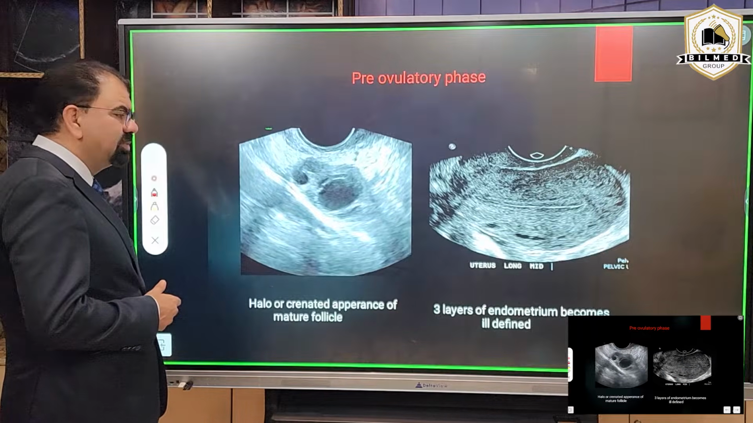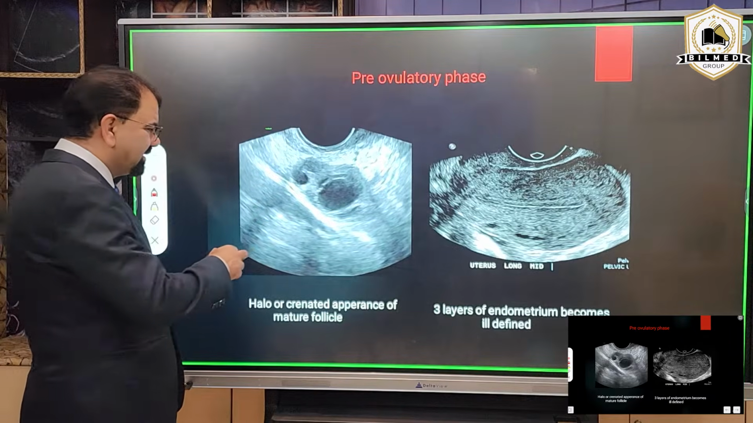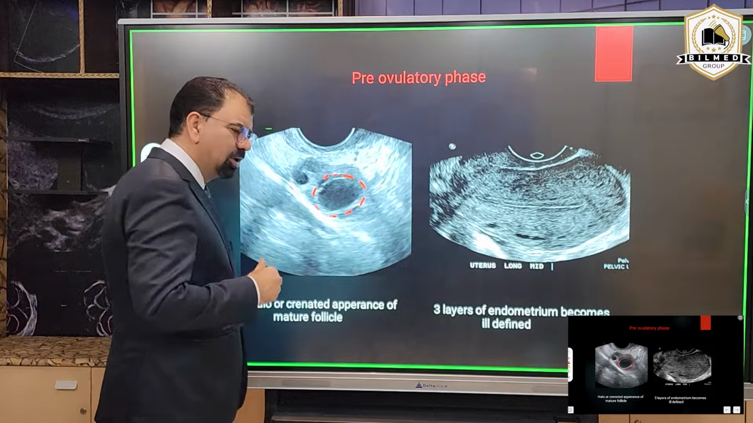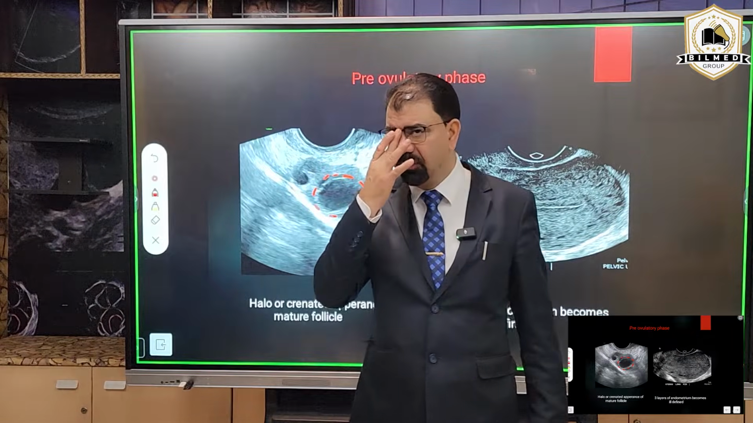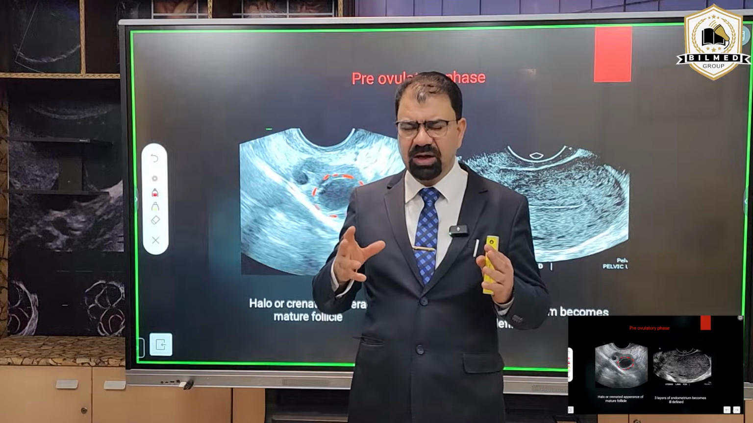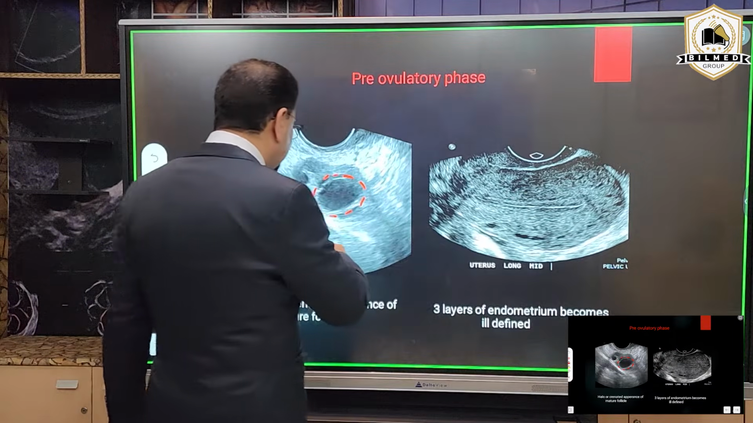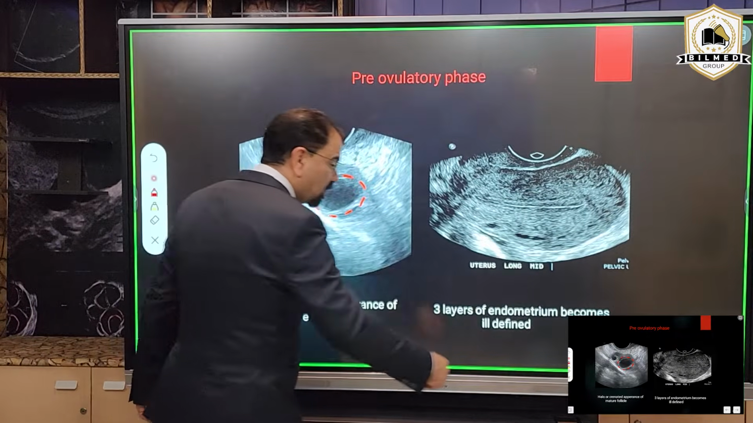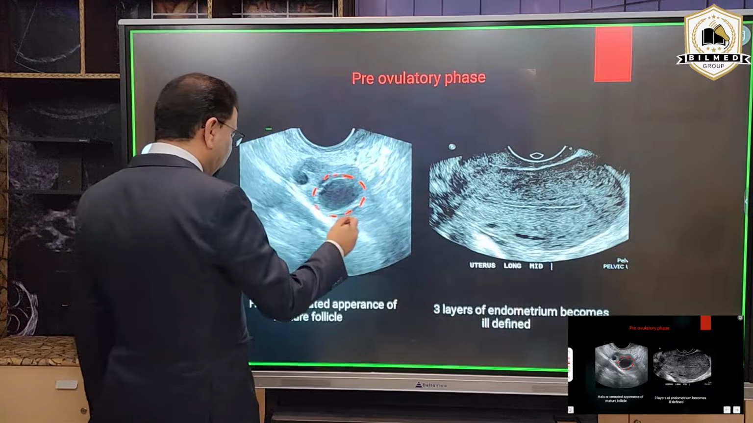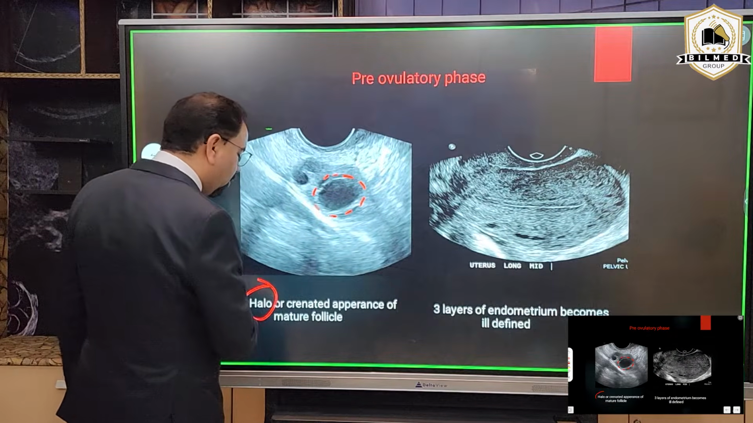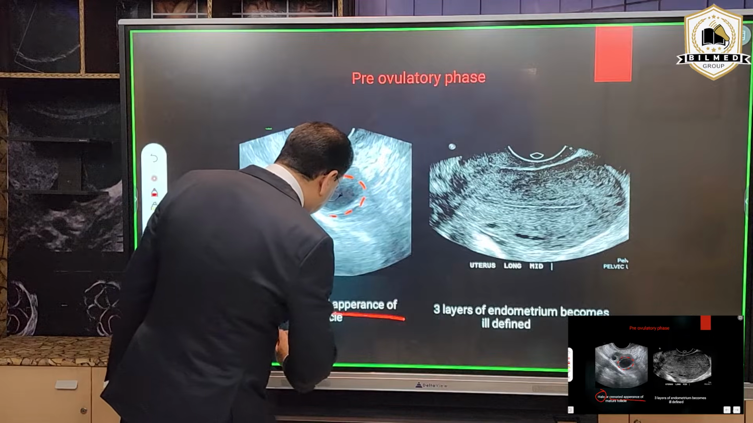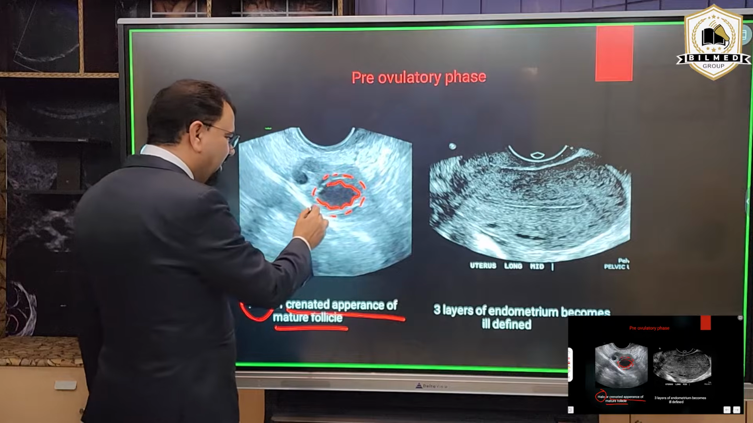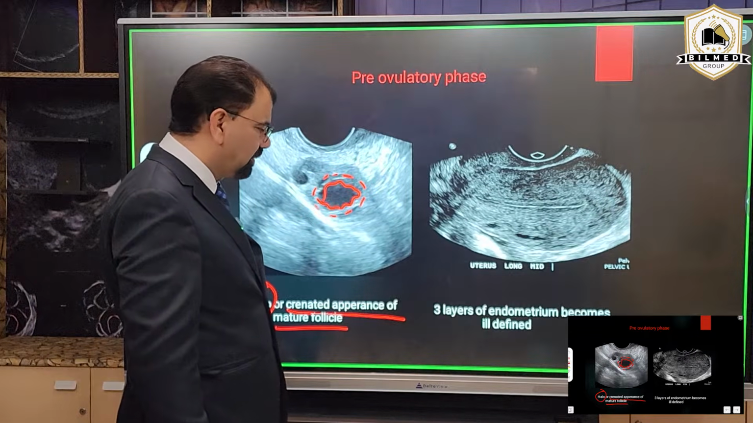Now, sometimes, if you are seeing some halo, this is the halo over here. What is halo? Those who are having a basic understanding of ultrasound know what the halo is. And if halo is seen, this is also a sign of about to rupture follicle. So if I am seeing a halo or crenation appearance of a follicle, crenation like this, that is also a sign of about to rupture follicle.